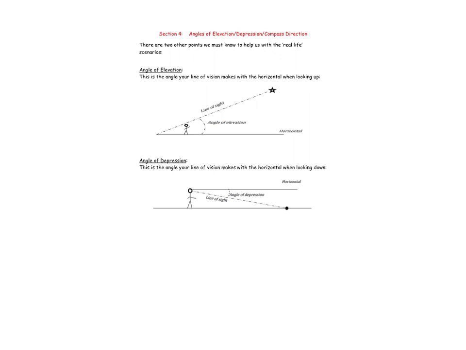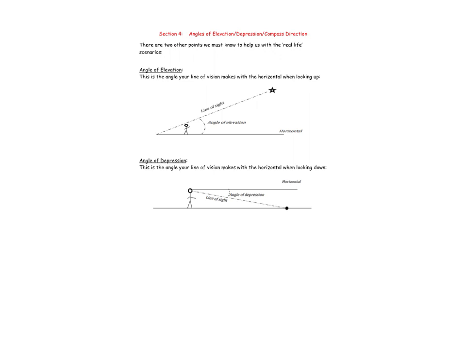Angle of depression then, so this is the angle your line of vision makes with the horizontal when you're looking down. So there are two very simple and easy points, but they talk about them a good lot in different types of questions, so it's really important you know, first of all, the difference between angle of elevation and angle of depression, and second of all, exactly what they are.